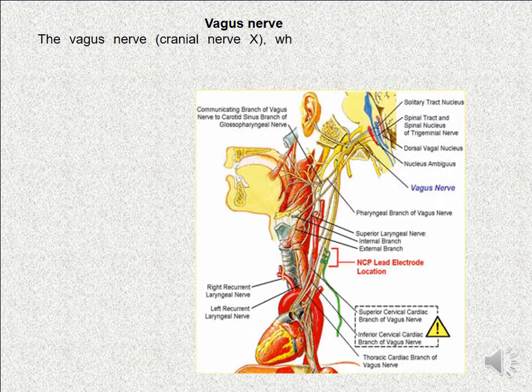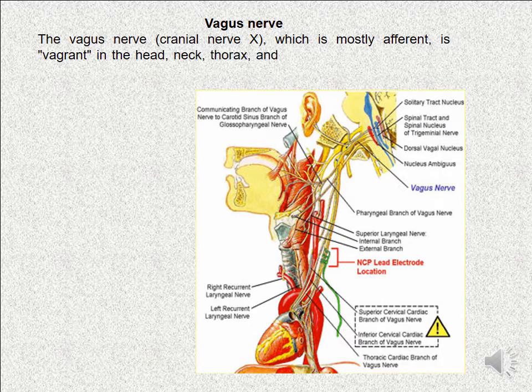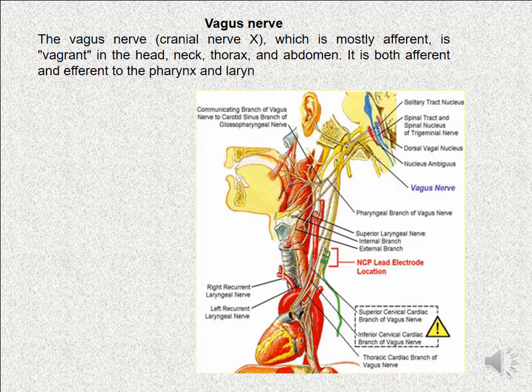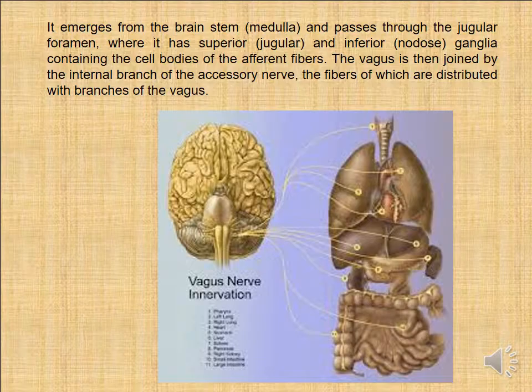After finishing the glossopharyngeal nerve, we go to the other nerve, the vagus nerve. The vagus nerve, cranial nerve 10, which is mostly afferent, is distributed in the head and neck, thorax, abdomen. It's both afferent and efferent to pharynx and larynx. It's the only nerve that supplies the chest and the abdomen.